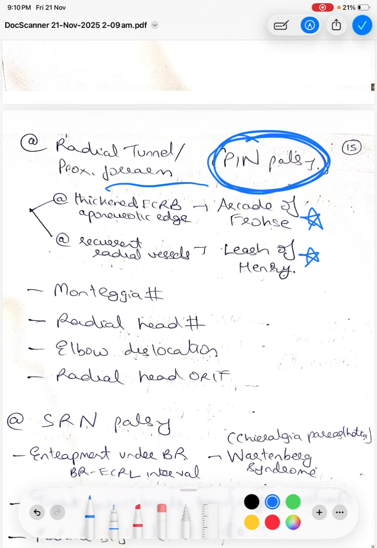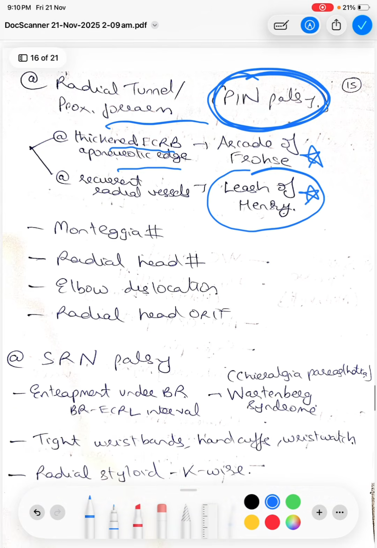Even in clinical practice you find radial tunnel syndrome very common. So a thickened ECRB aponeurotic edge, which is named the arcade of Frohse, and at the recurrent radial vessels, the leash of Henry. These are the named findings of radial tunnel syndrome, which causes the PIN palsy. What are the other common etiologies? Monteggia fracture, radial head fracture, elbow dislocation, radial head ORIF.